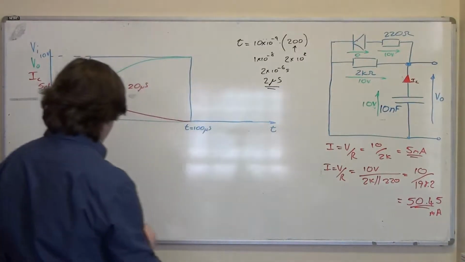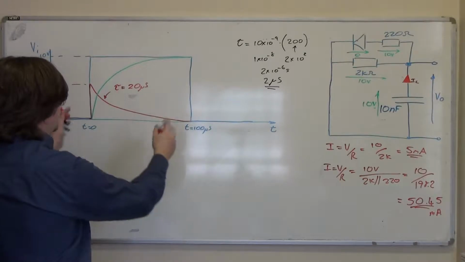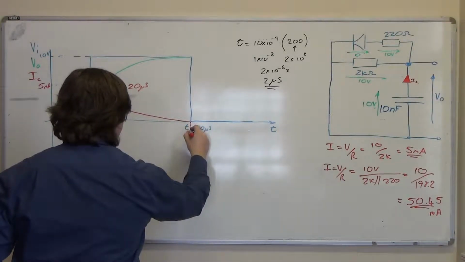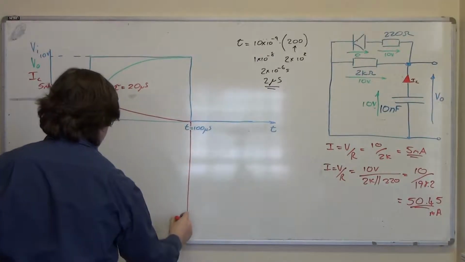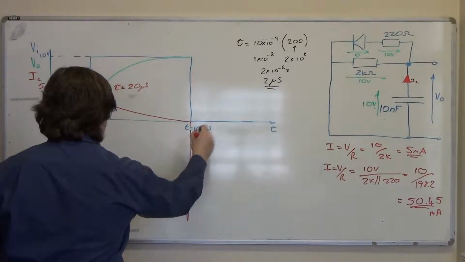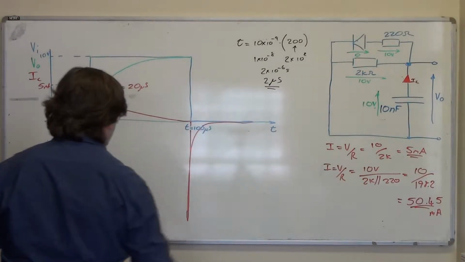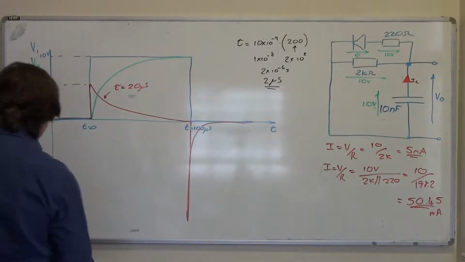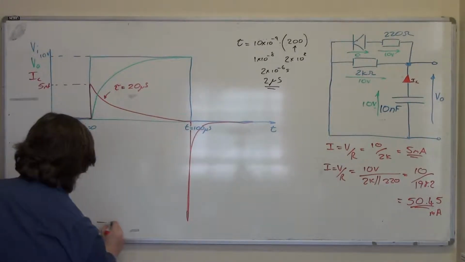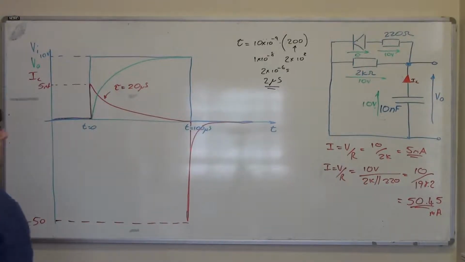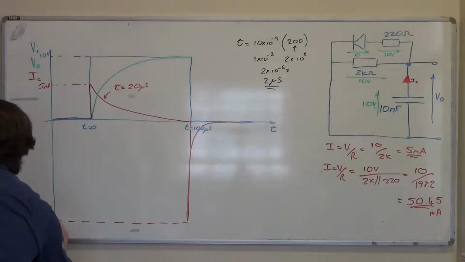We'll try and draw the lengths out sort of proportionally. So very swift decay, or drop to minus 50 something, followed by a pretty sharp exponential. So this will be minus 50.45 milliamps.